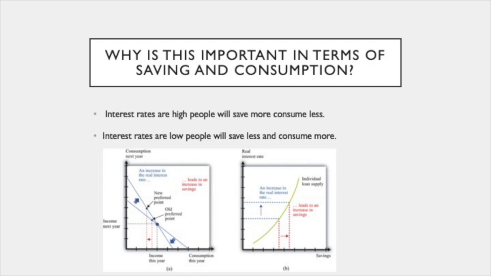So, why is this important in terms of saving and consumption? Well, generally speaking, when interest rates are high, people will save more and consume less. And when interest rates are low, people will save less and consume more. As you can see in the graphs below, an increase in the real interest rate leads to an increase in savings. And when people save more money, they have less to use for consumption. And by saving money when interest rates are high, you'll have more money for consumption later.